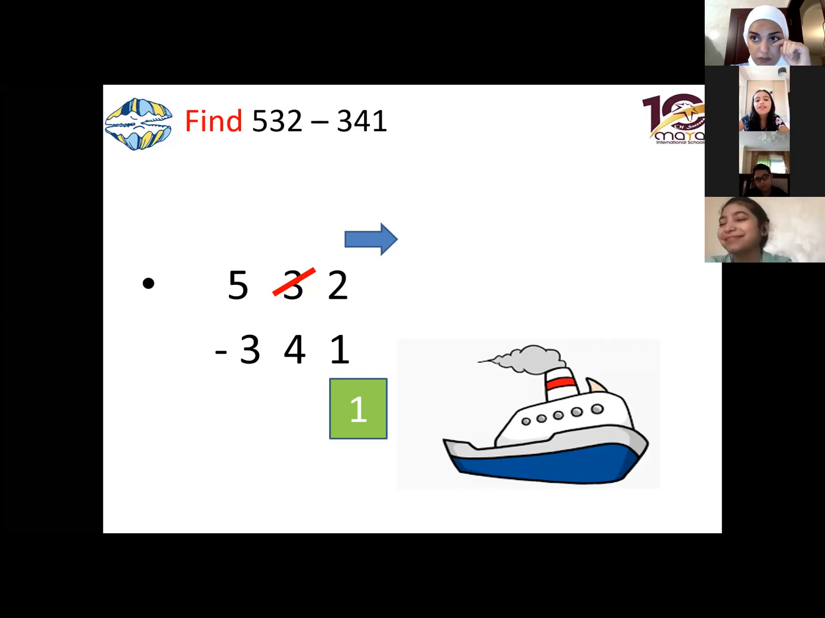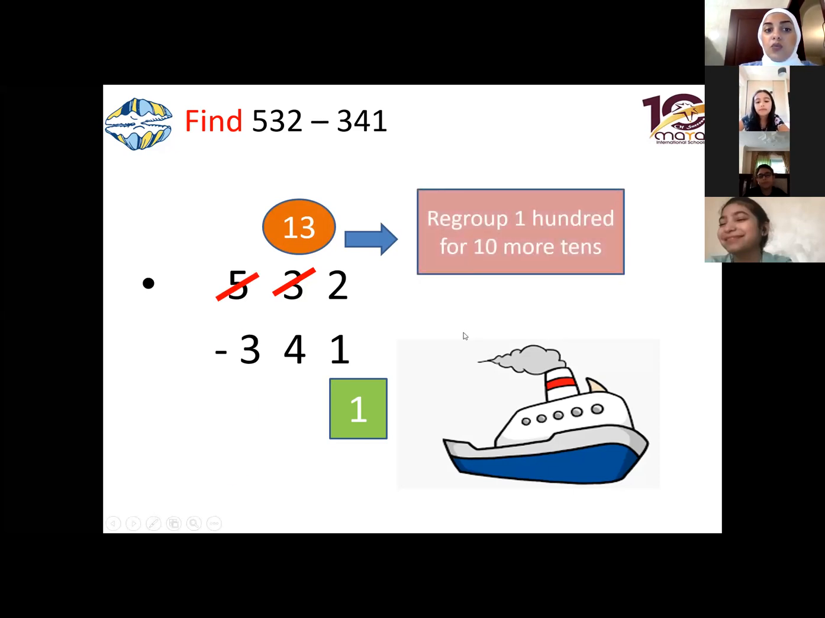First thing, the 3 needs to knock on the 5. Good. And tell him, can you give me 10 more, actually. And then the 5 will be 4. Good. Thank you very much. You are right. So 3 took 10 more, so it becomes 13. 5 becomes what? 4, because we took 10 from it. So now subtract the tens. 13 take away 4. 9.